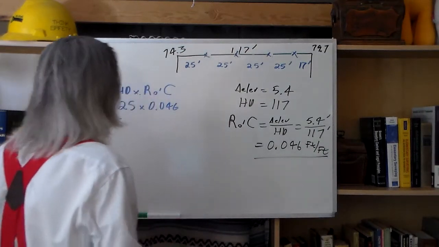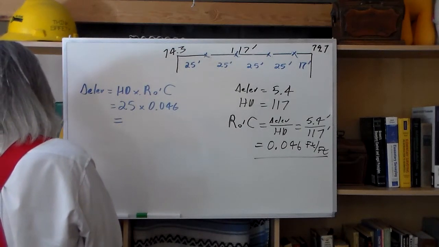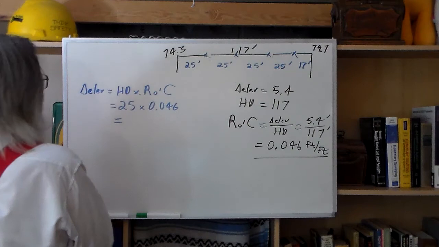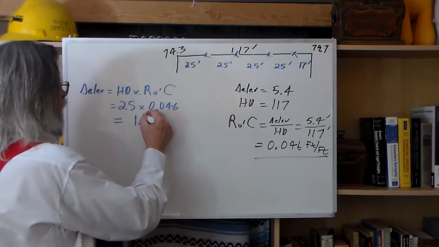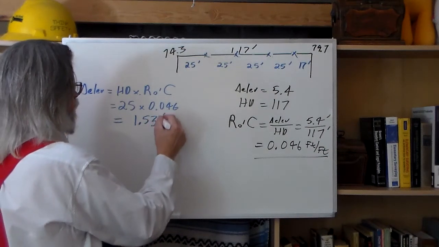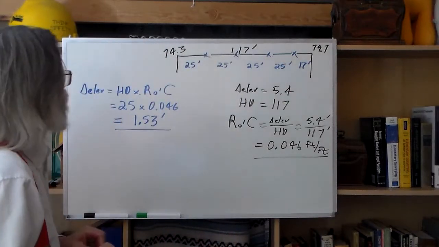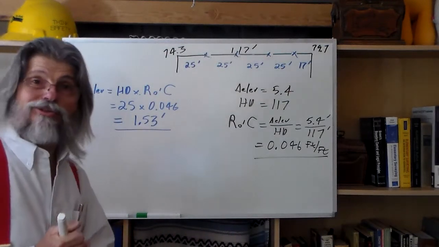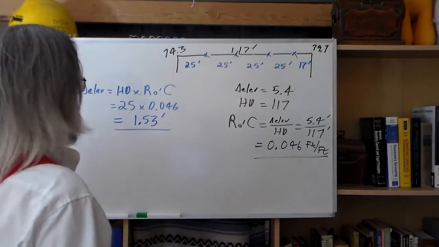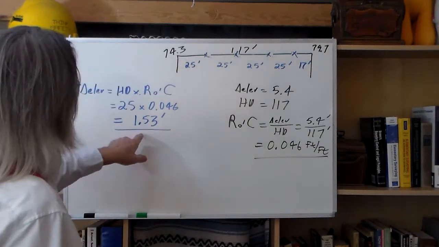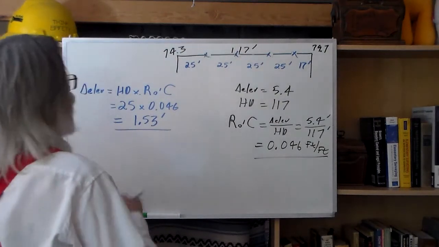which is going to be, whip out the calculator, 1.53 feet in 25 feet. Well, now all we've got to do is add. We should be able to add. I hope we can add. Doing it all in my head. 74.3 plus 1.53 gets us to 75.83.